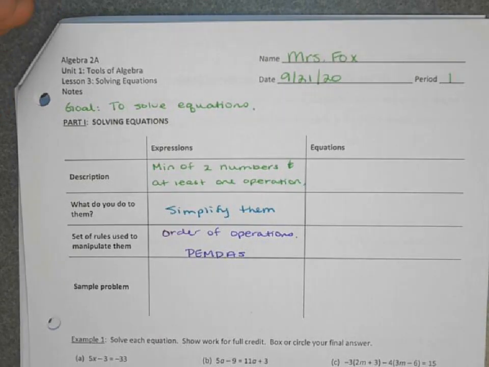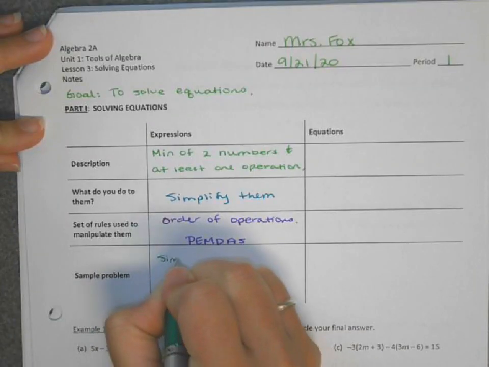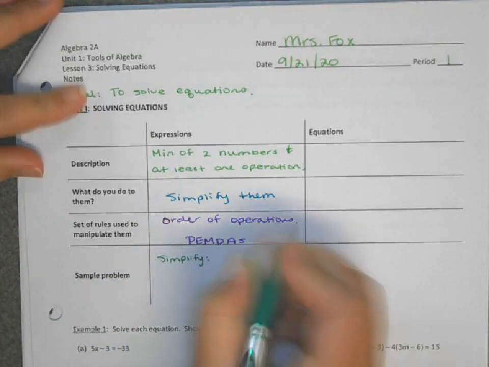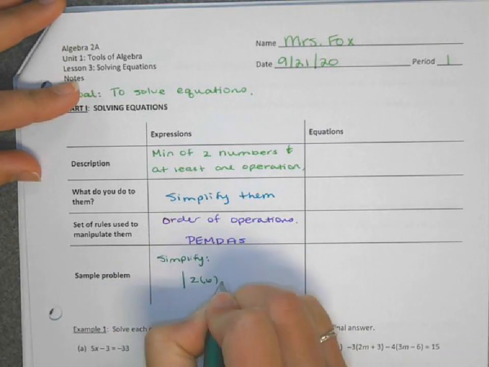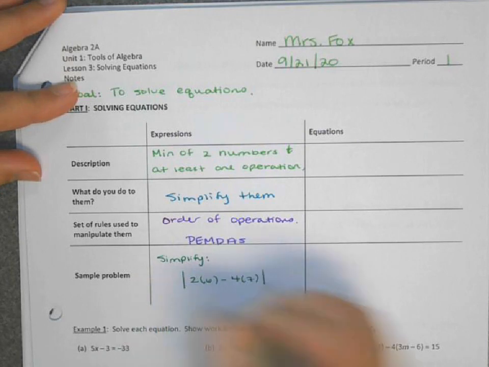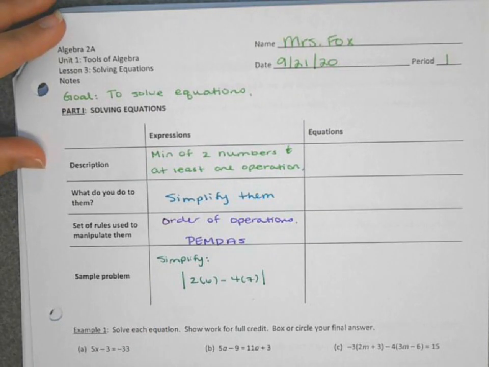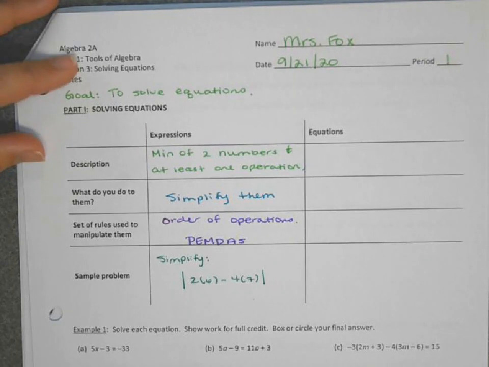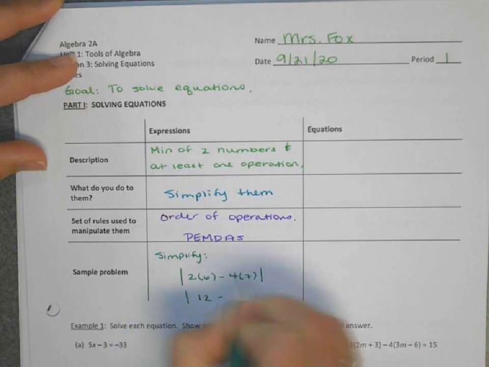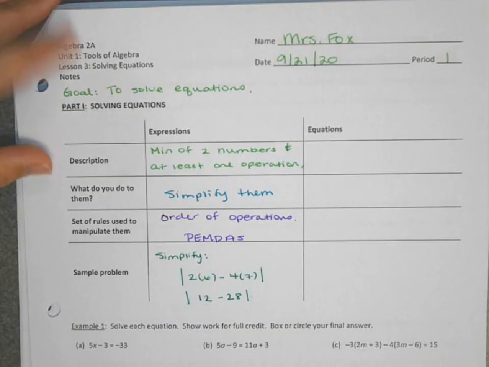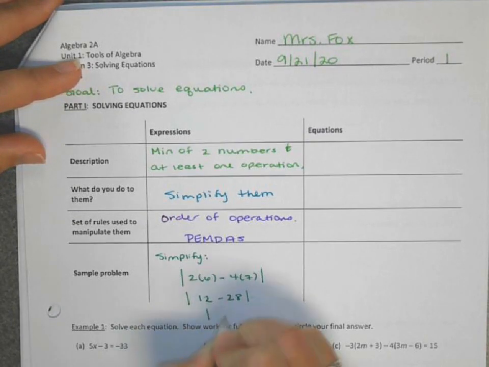So a sample problem, something might say to simplify, and then maybe it gave us an absolute value. Maybe it was 2 times 6 minus 4 times 7. And you've got to work from the inside out. And 2 times 6 is 12. Minus 4 times 7 is 28. We have to subtract there. 12 minus 28 is negative 16.